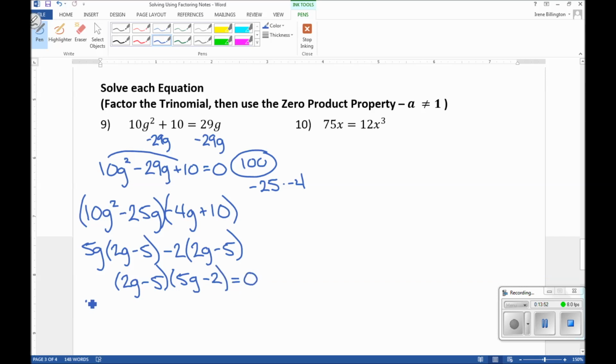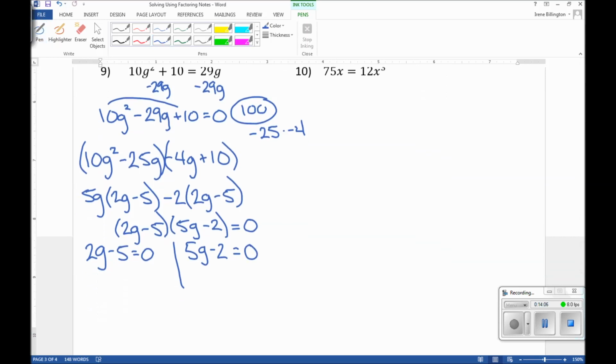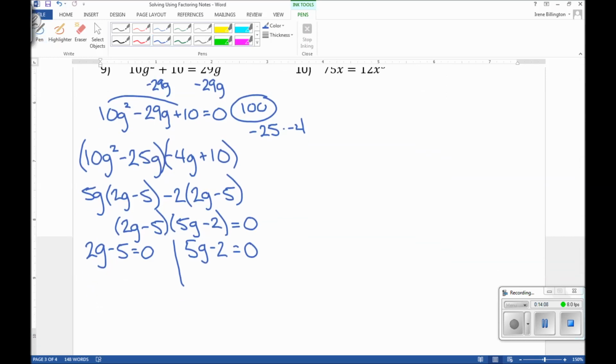So now I take my two factors and set them each equal to 0. 2g minus 5 is 0. And 5g minus 2 is also 0. So we're going to solve that equation. Okay, for our first equation, we would add the 5 to each side. So 2g is equal to 5, divide by 2. So g would be equal to 5 over 2. Same thing as 2.5.